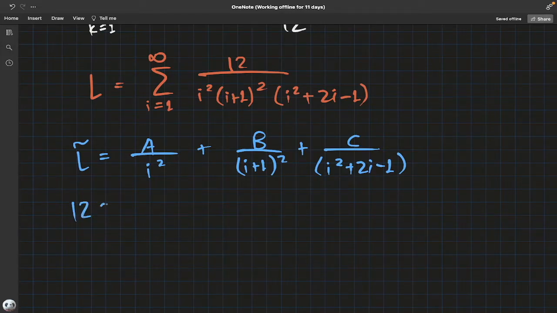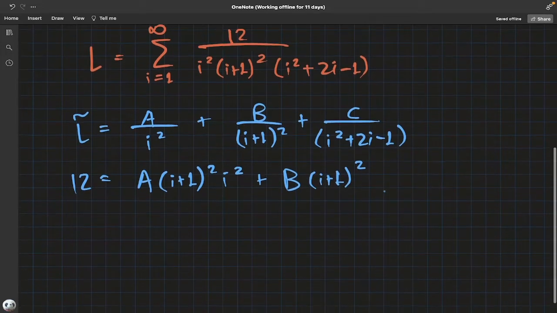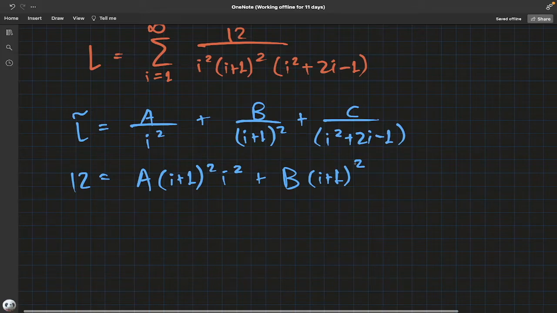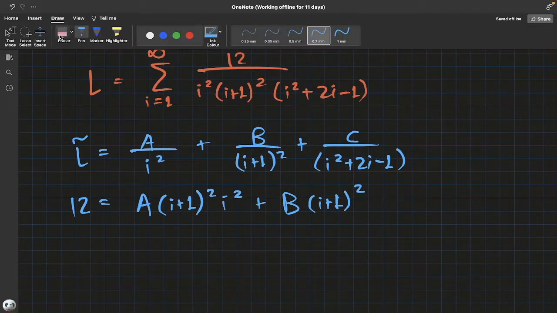So 12 is equal to, I take the common denominator in this case and cancel it out from both sides. So I have all these terms that were multiplied together. I made a mistake here. I apologize for that. There was supposed to be that other term. I didn't really write that out explicitly.